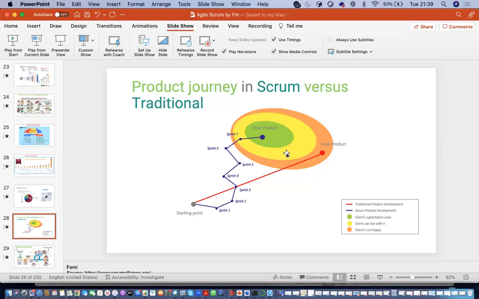Look at the final stage. Can you see the final stage? The final product here. Can you see where Scrum ends? Can you see where traditional project management ends? When we say traditional, we're talking of waterfall. Wonderful.